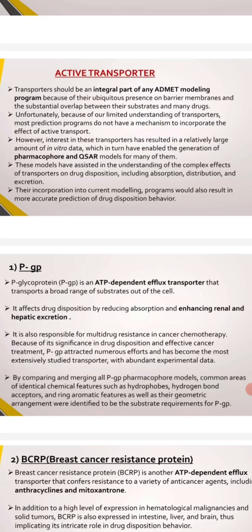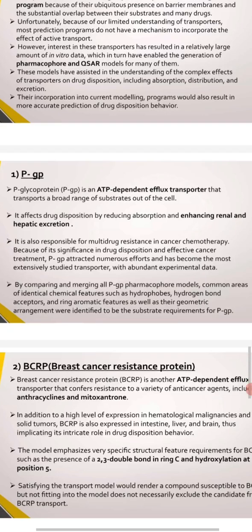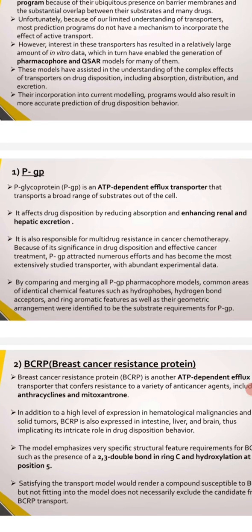Active transporters: one of the transporters is PGP, P-glycoprotein, an ATP-dependent efflux transporter that transports a broad range of substrates out of the cell. It affects drug disposition by reducing absorption and enhancing renal and hepatic excretion, and is also responsible for multi-drug resistance in cancer chemotherapy. Because of its significance in drug disposition and effective cancer treatment, PGP attracted numerous efforts and has become the most extensively studied transporter with abundant experimental data.